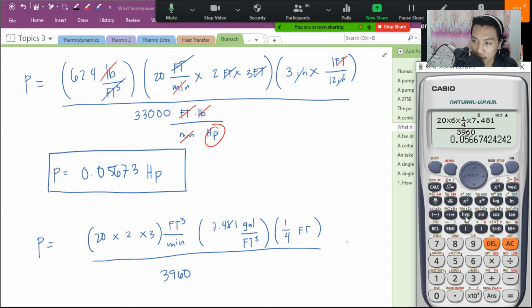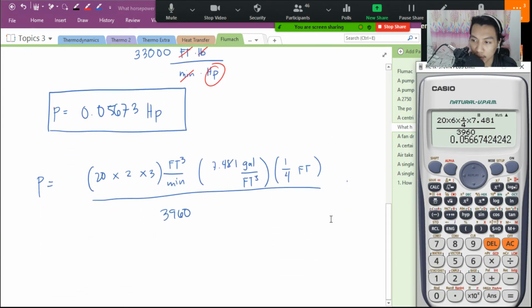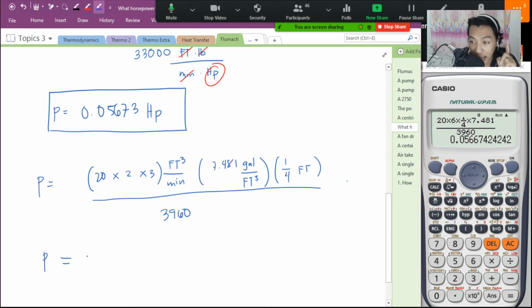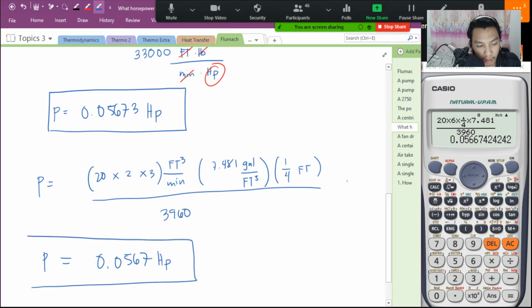The answer is, di ba, same lang. 0.0567. Okay? Ganun lang din. Pareho lang siya. Pero, take note lagi siya naka-water gauge, kung water gauge siyang isosolve mo. Naka-water lahat sila. Pag nakapag-air, naka-air dapat. 0.0567 HP. Okay? That is for fans.